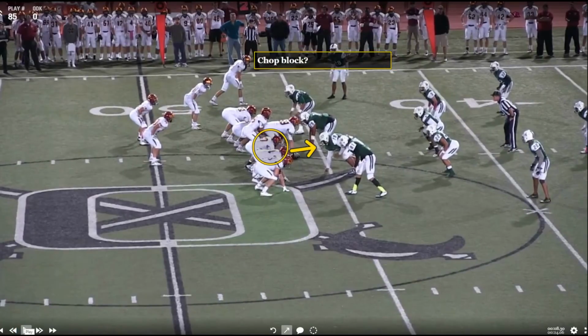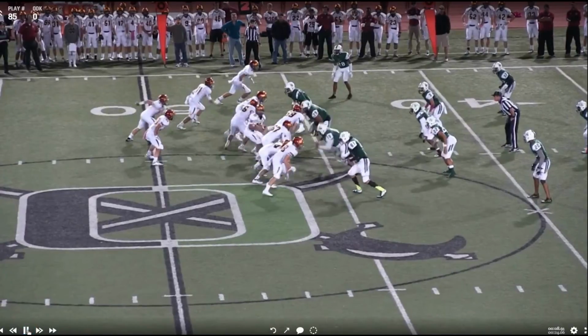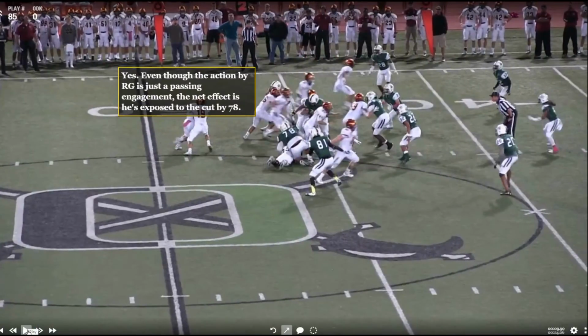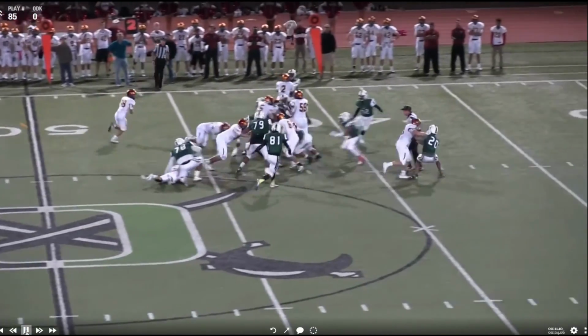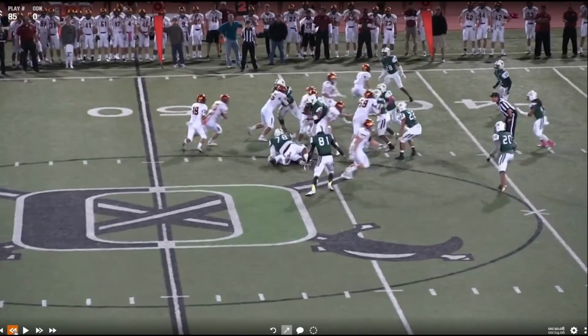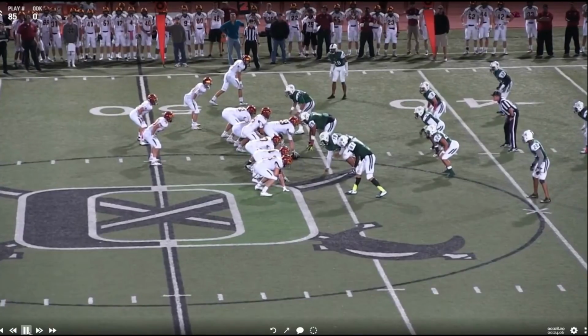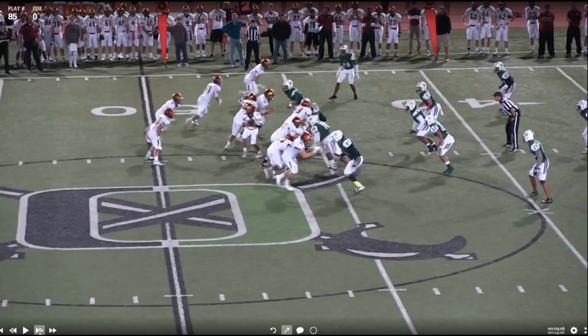So the first thing he says is, is this a chop block? Now note that there is minimal contact by the right guard, but even though it's a passing engagement, as Steve points out, the net effect is he's exposed to the cut. So this is a chop block. Let's take a look at it one more time. Keep in mind the contact that Steve talked about.